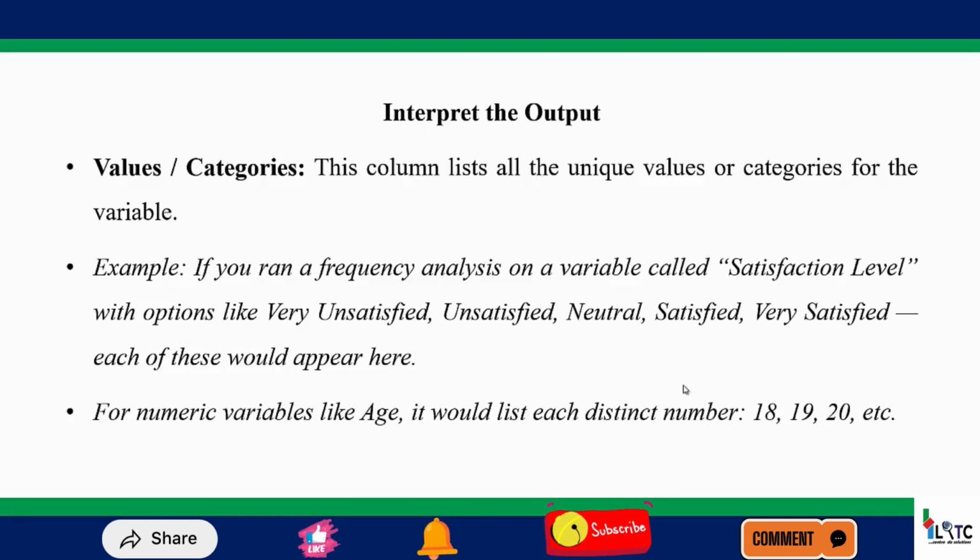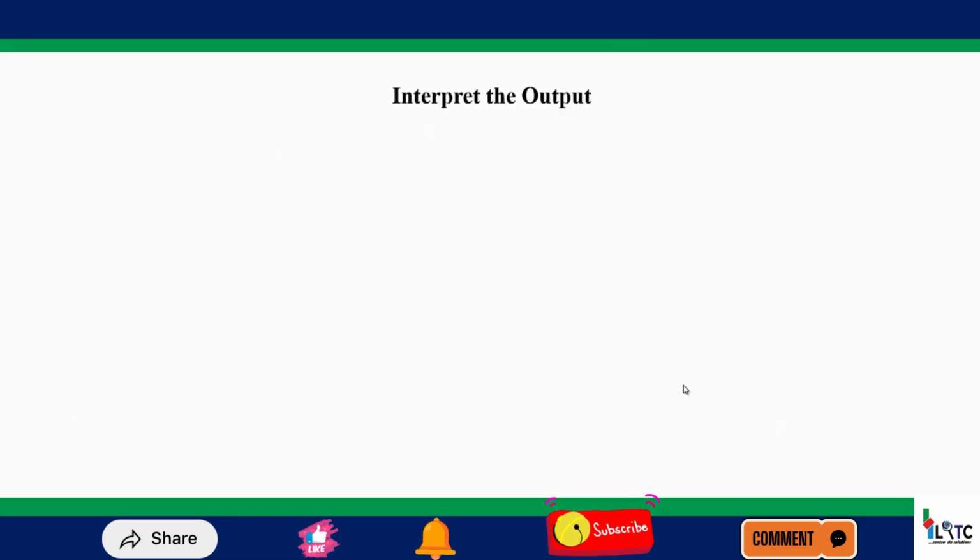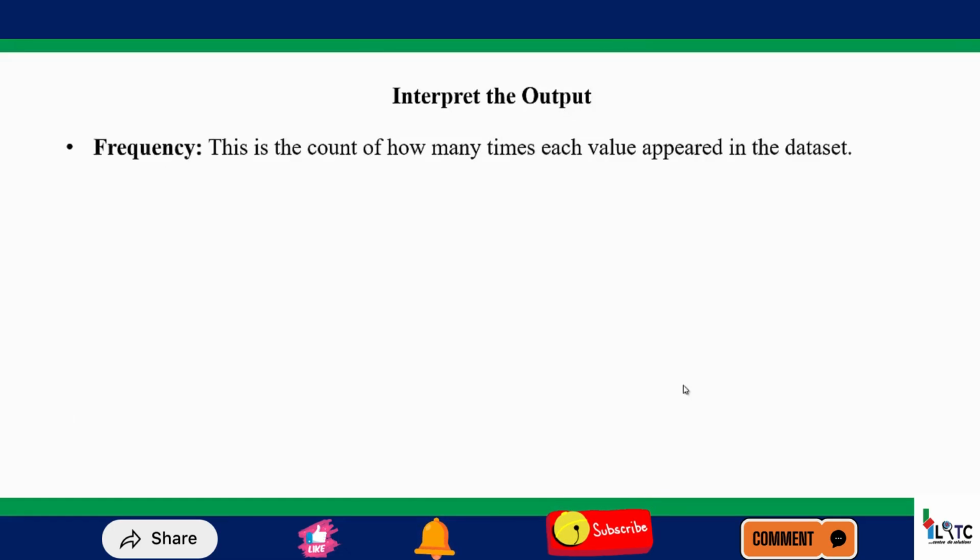For continuous data, you can just make use of descriptive analysis, because you will have a long list of values or categories when you use a frequency distribution for a continuous variable. The next thing that we see is frequency, and this is the count of how many times each value appears in a data set. The other time I mentioned very satisfied, very unsatisfied, unsatisfied, neutral, satisfied, and very satisfied.